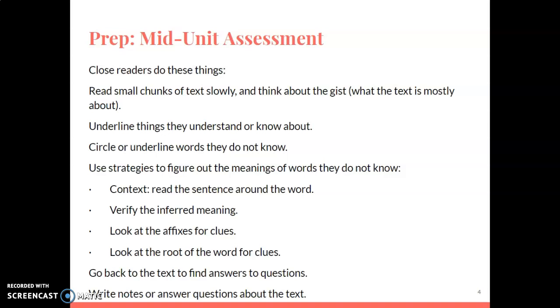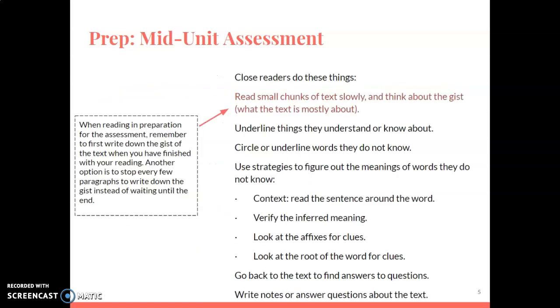Keep in mind, there are things that close readers do in order to better understand a text as they are reading it. When reading in preparation for the assessment, remember to read small chunks of text slowly and then think about the gist. Keep in mind that the gist is what the text is mostly about. There are two options. You can read the entire text and then write down the gist, or, and this is my personal favorite, stop every few paragraphs and write down the gist instead of waiting to the end.